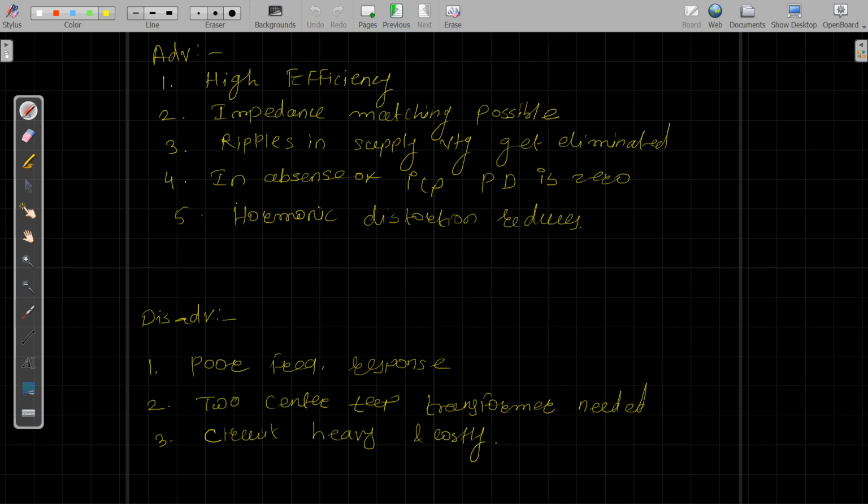But again, the disadvantages of class B power amplifier is, as a transformer circuit it is heavy, bulky, costly, and we want two center tap transformers, and because of the transformer we'll be having poor frequency response. So this is all about today's class, that is class B push-pull power amplifier.